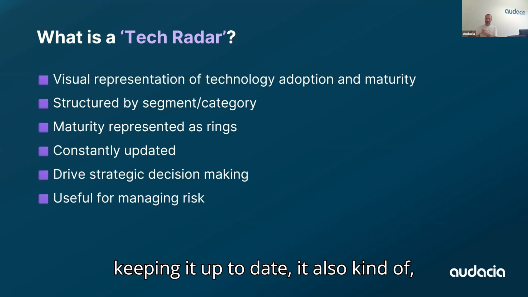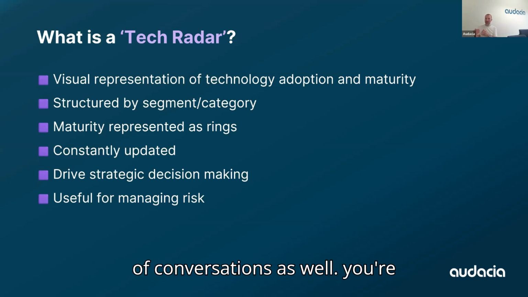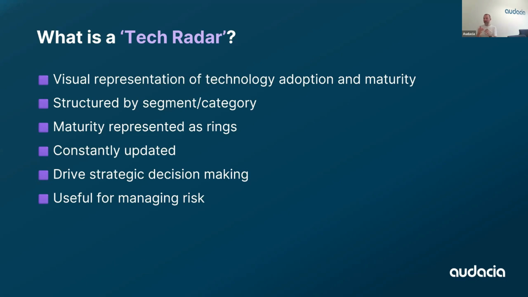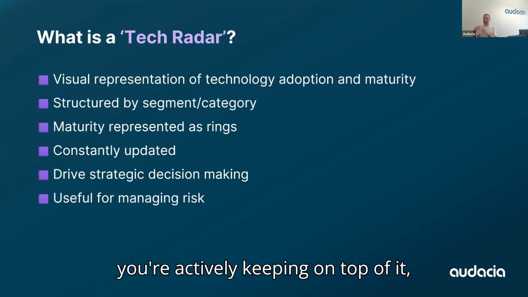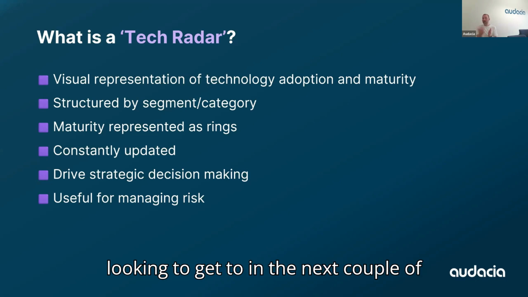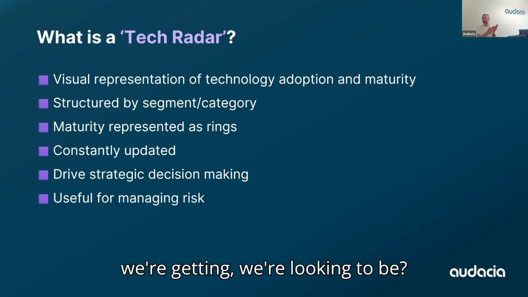By keeping it up to date, it also, to some extent, forces those conversations as well. You're constantly having to revisit, well, what is our recommended tech stack? It's very difficult to just let things drift. If you're actively keeping on top of it, you've got to keep up to date with what the roadmap is for this framework. Is it where they're looking to get to in the next couple of years? Is that going to align with where we're looking to be?